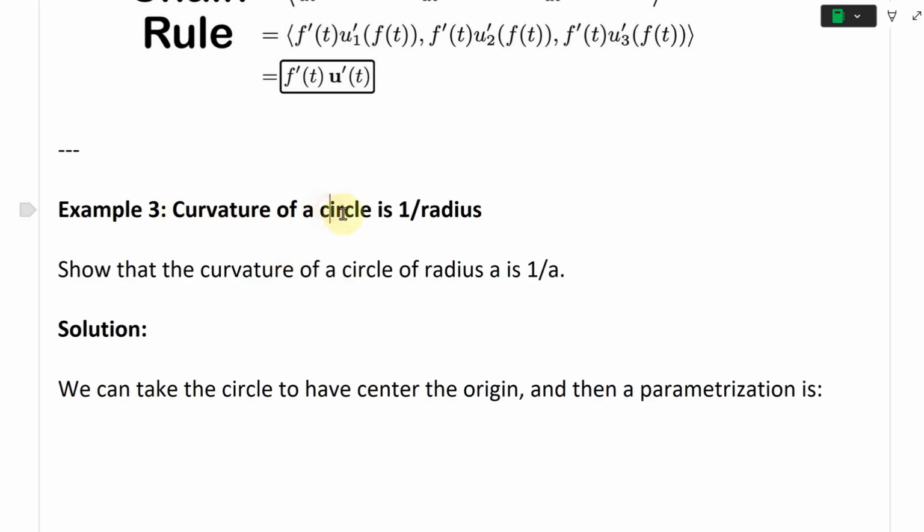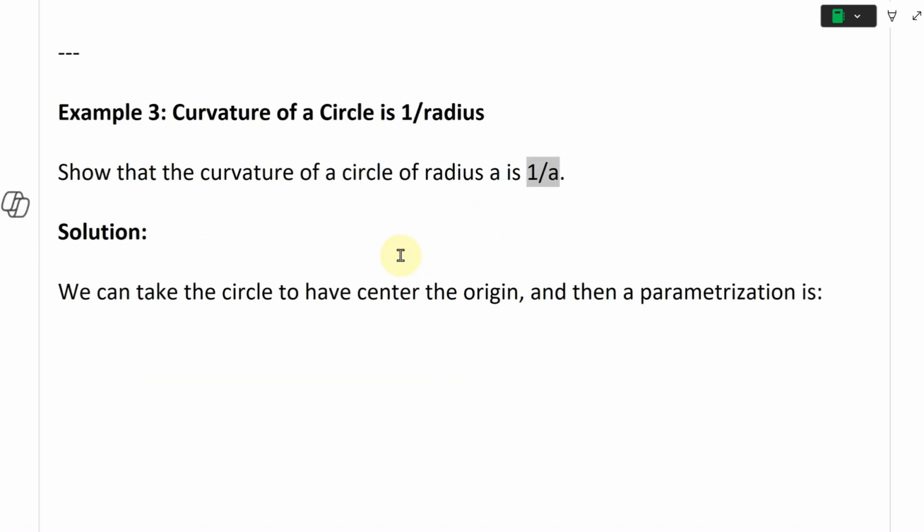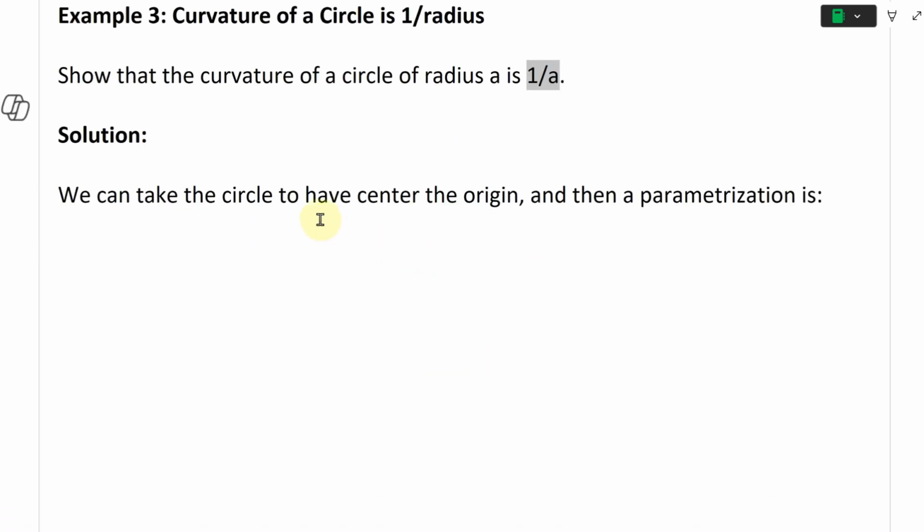The curvature of a circle is 1 divided by the radius. So that's fascinating. Show that the curvature of a circle of radius a is 1 over a. So basically, show that the curvature of a circle is just 1 divided by the radius. So, solution: we could take the circle to have the origin as its center, and then a parameterization.